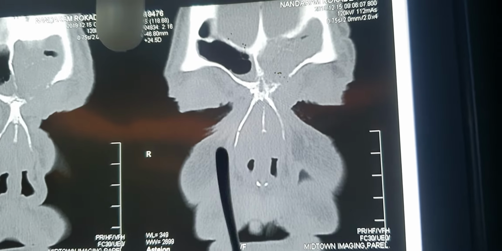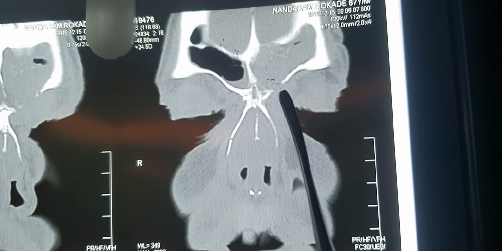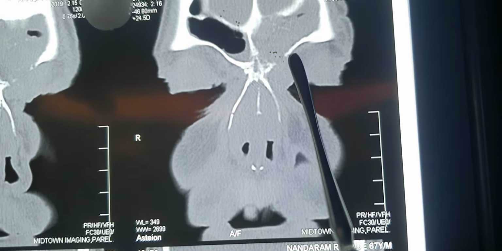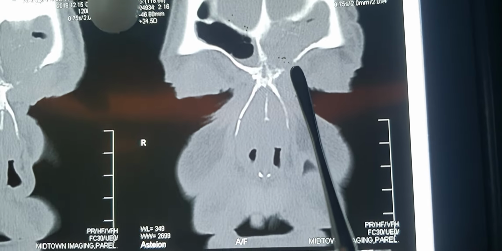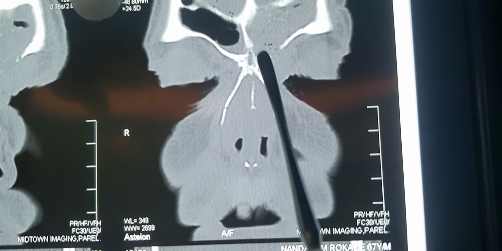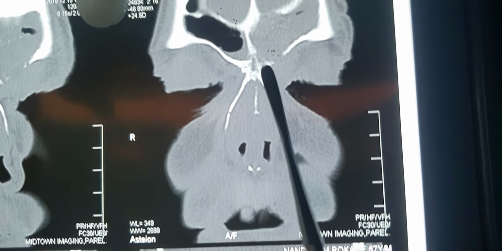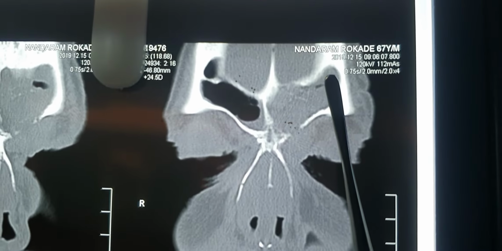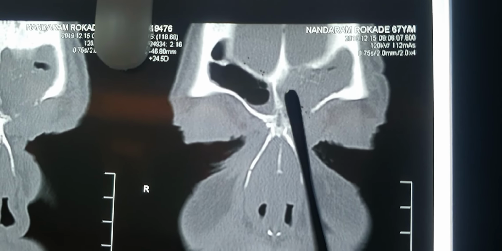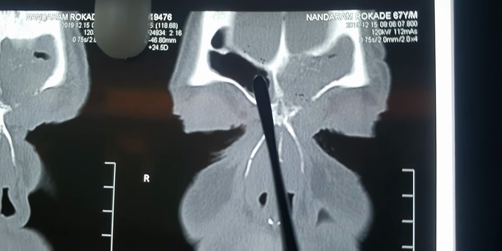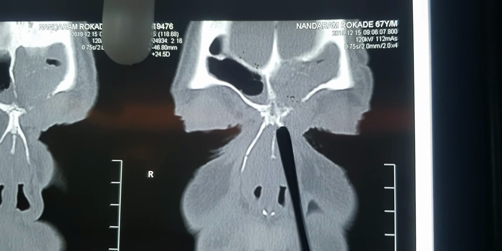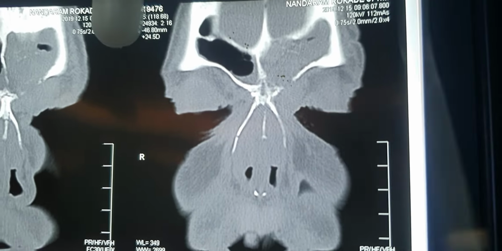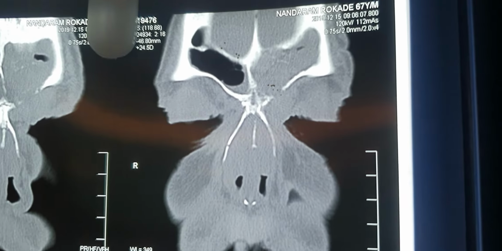As you move behind, you can see the floor of this frontal sinus seems to be completely eroded on this side, the left side, with minimal bony erosions near the area of the frontal beak, and the left frontal sinus being completely opacified, with minimal opacification on the right frontal sinus. And the beak is still intact, so this is still the area of the frontal sinus.